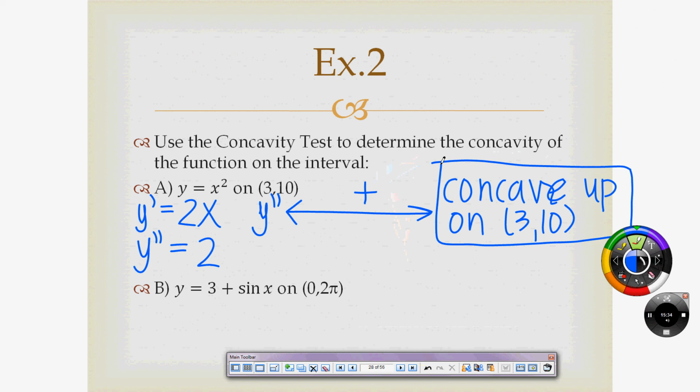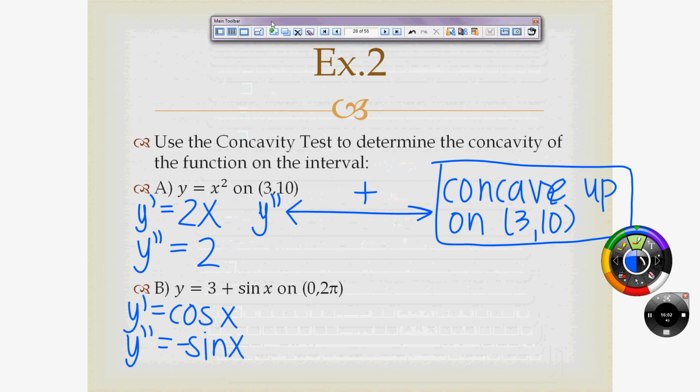So, what do we need to do first? First derivative. Okay, what is the first derivative? Cosine. All right, that's not bad. What happened to the 3 though? Goes away. It's constant, so derivative of a constant is always 0. Okay, what is the second derivative? Negative sine x. All right.